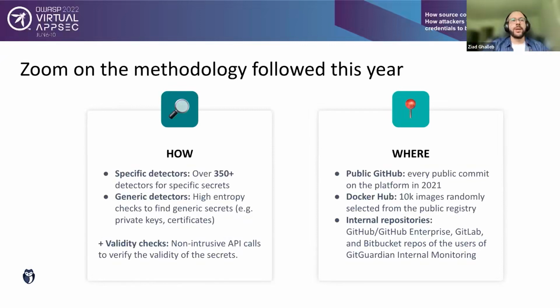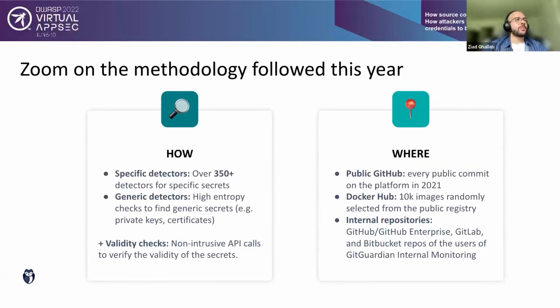Now let's look at the where. So we scanned every public GitHub commit in 2021, every single public GitHub commit. That's more than 1 billion commits. On Docker Hub, however, we took a random sample of 10,000 images. Docker Hub has 8 million images, and we just took a sample here to see what the state of secret sprawl was like in Docker images. And lastly, we take a look at internal repositories. So these are the different VCSs used by users of GitGuardian internal monitoring. And of course, we did not share any sensitive data, but it's aggregate statistics and total numbers here.